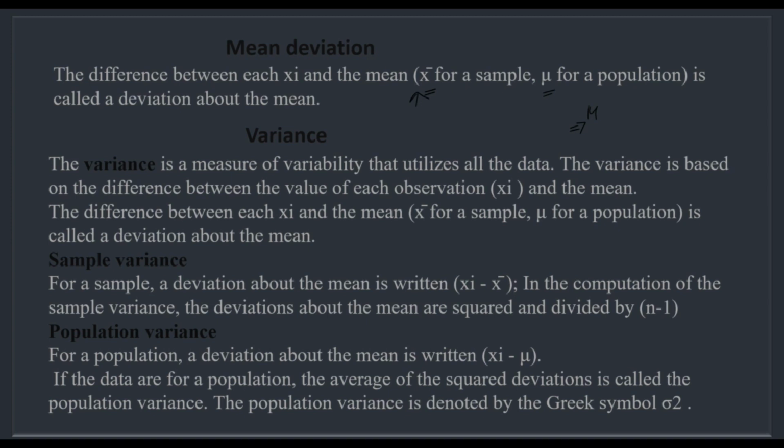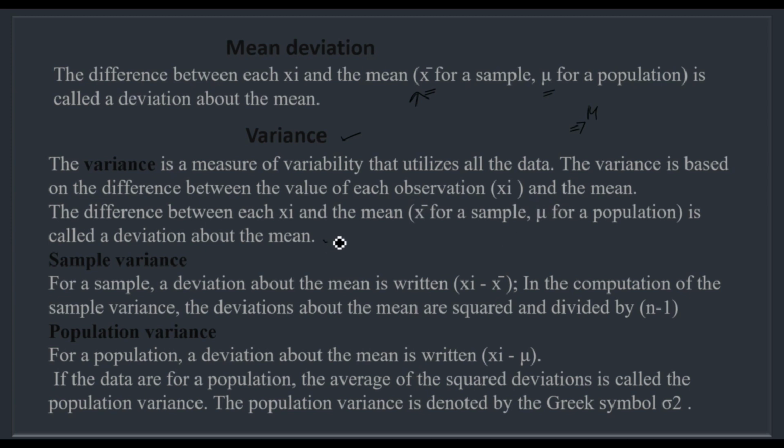But the calculation is very easy. No need to worry. So that is the mean deviation. For calculating the variance, the next aspect of measures of variability, we want to calculate the mean deviation first. The variance is a measure of variability that utilizes all the data. The variance is based on the difference between the value of each observation and the mean. That is the mean deviation.